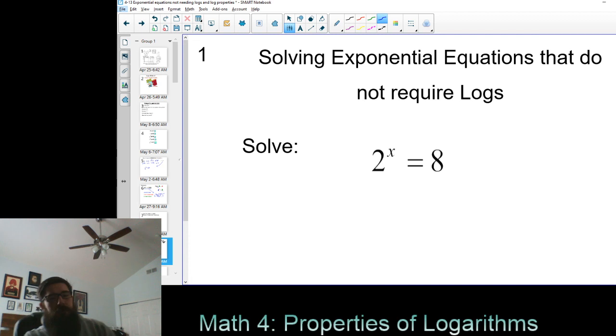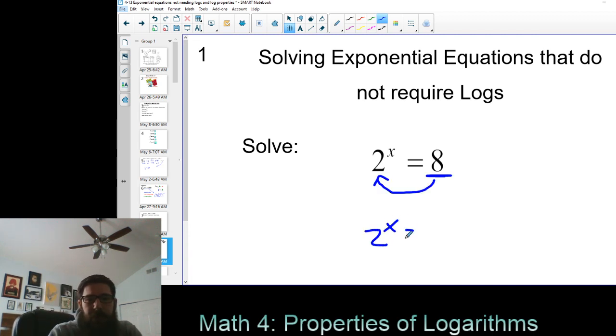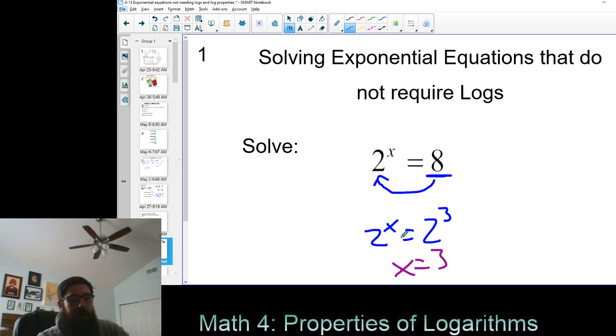First up, 2 to the x equals 8. You might need 2 to the x equals 2 cubed. Now, since those bases are the same, I can just kind of ignore the bases, giving me x equals 3. Again, you might have reasoned it out. Try rewriting the base, or both bases, as the exact same thing, and then we're going to use properties of exponents to go from there.